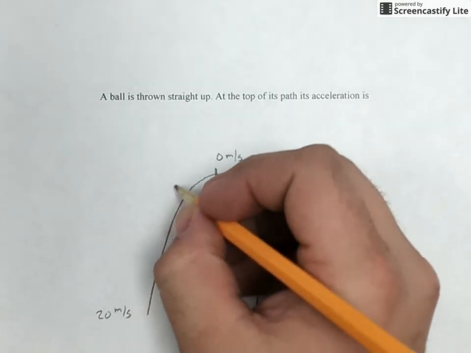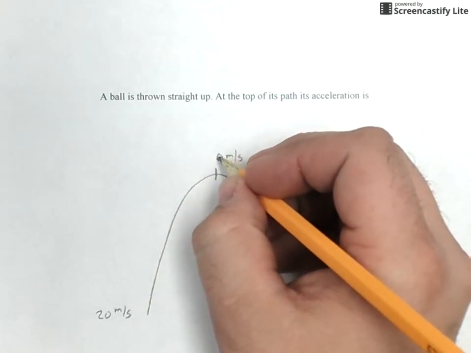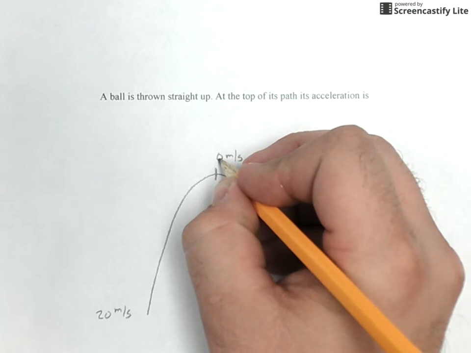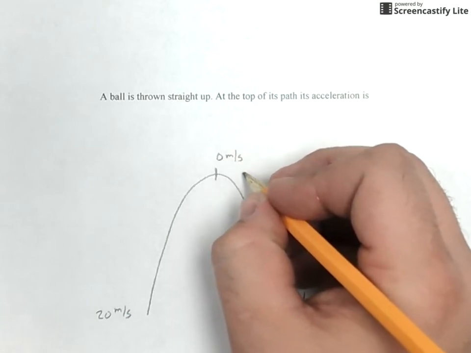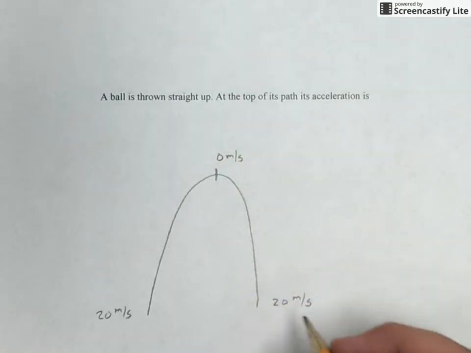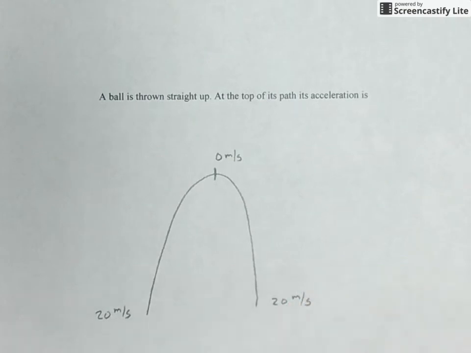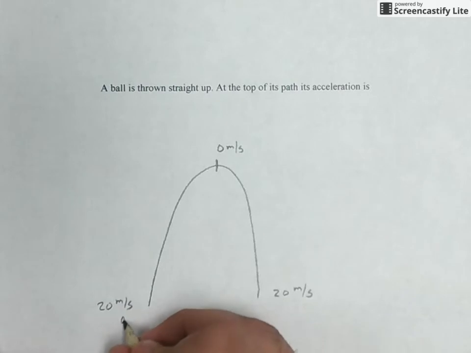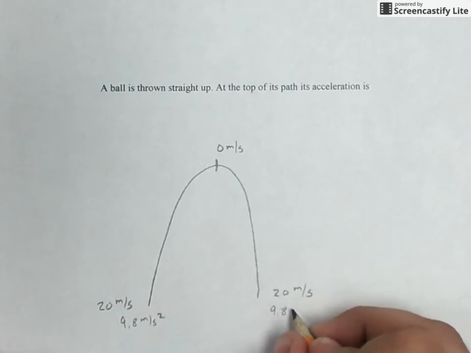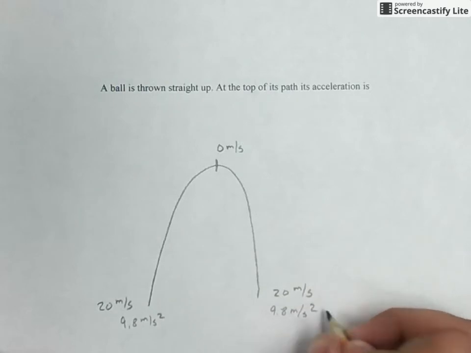So it goes up, slows down, gets to its vertex, it stops, it changes directions, and then it starts to speed up as it comes down. It's going to accelerate because of acceleration due to gravity. But acceleration due to gravity, if I'm looking at the magnitude, it's going to be 9.8 meters per second squared here. It's going to be 9.8 meters per second squared here.